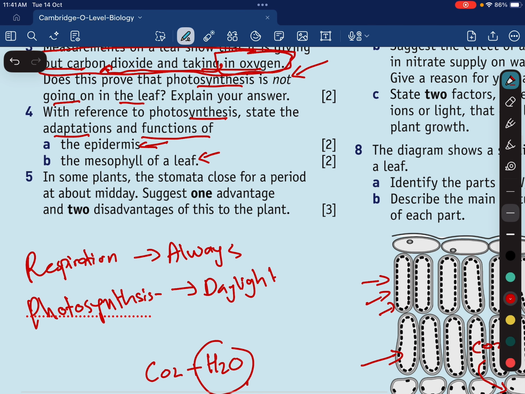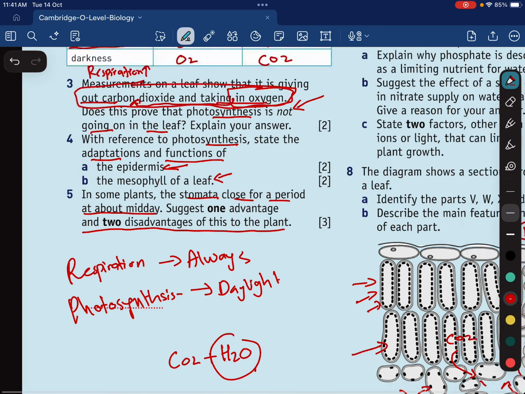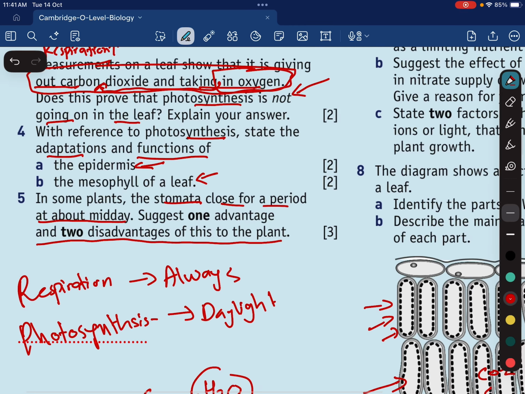All right, question number 5. In some plants, the stomata close for a period at about midday. Suggest one advantage and two disadvantages to the plant. All right, so not too difficult either. Firstly, we need to consider the fact they're giving us a period of time, midday. Basically, this is the time when there is sunlight present, right? We need to always consider whether they're talking about a time when there's sunlight present or a time of darkness. So here they're talking about sunlight, but the stomata are closed.